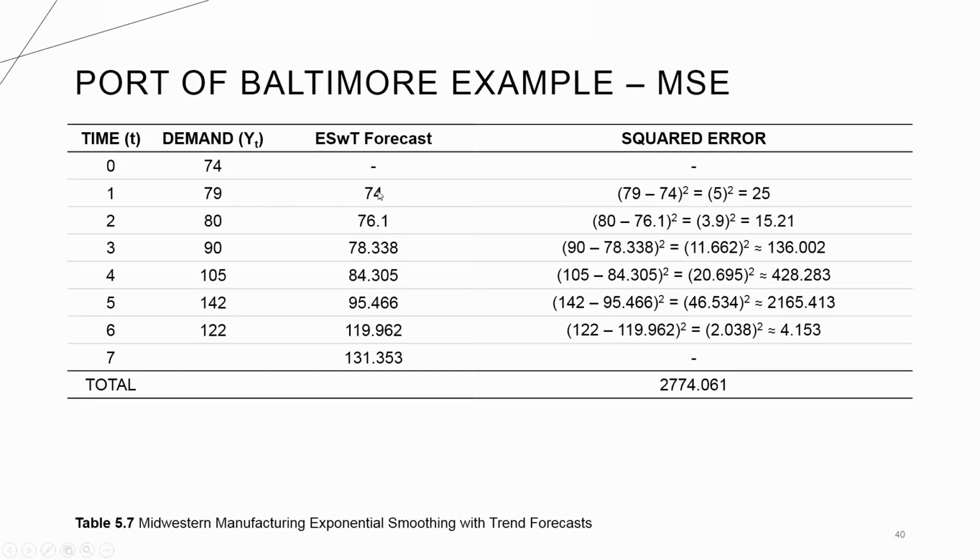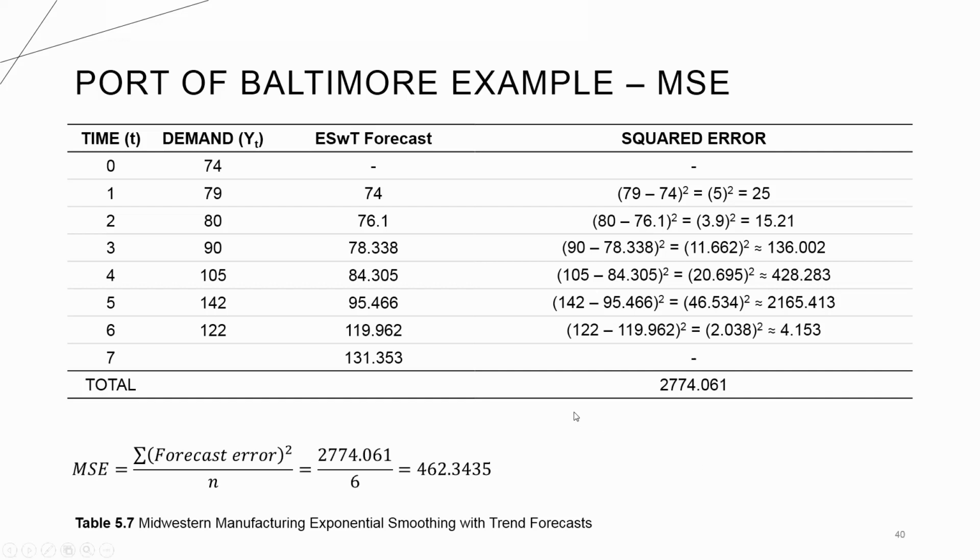And then we can evaluate this based on MAD or MAPE or MSE. In this example, they're trying MSE. So what is our MSE? Our MSE is 2774.06. Again, is that good or bad? It's neither. It's only good or bad compared to other models. We could compare this to some other model that we were doing, and then see which one's better.